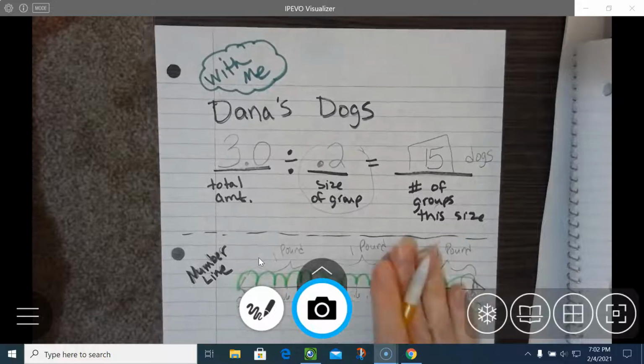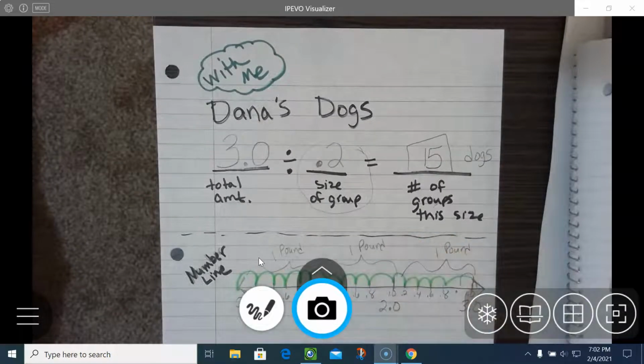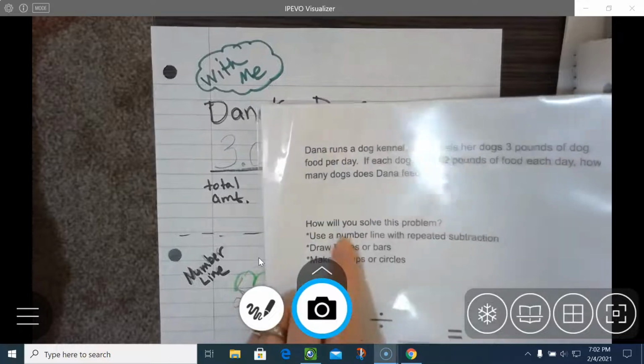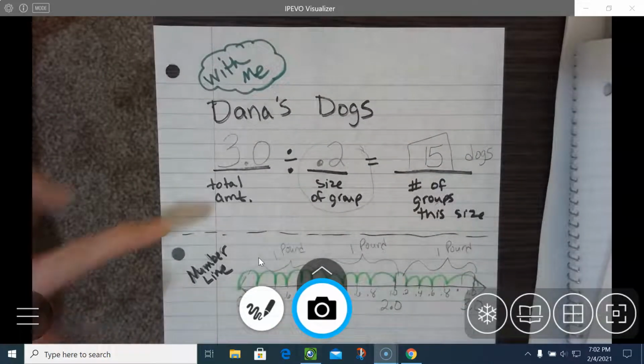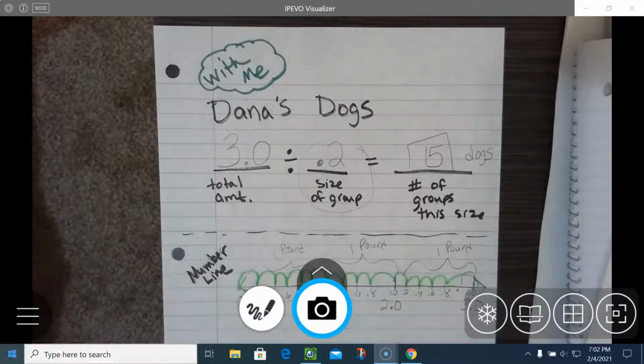And then we're going to do the same problem, except this time instead of using the number line, we're going to do the making groups in circles. So pause the video, get caught up, and we're going to use this exact same problem to try it again.